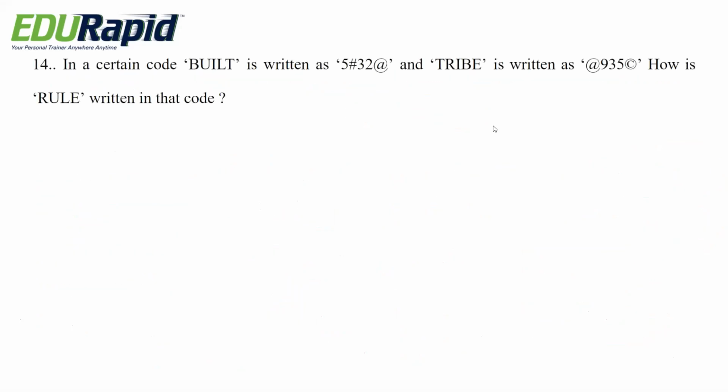Next question. In a certain code, BUILT is written as 5 hashtag 32 at, and TRIBE is written as at 935 copyright. So how is RULE written in that code language? The options are 9 hashtag 2 copyright, 9 5 hashtag copyright, at hashtag 3 copyright, at 2 hashtag copyright, none of this.